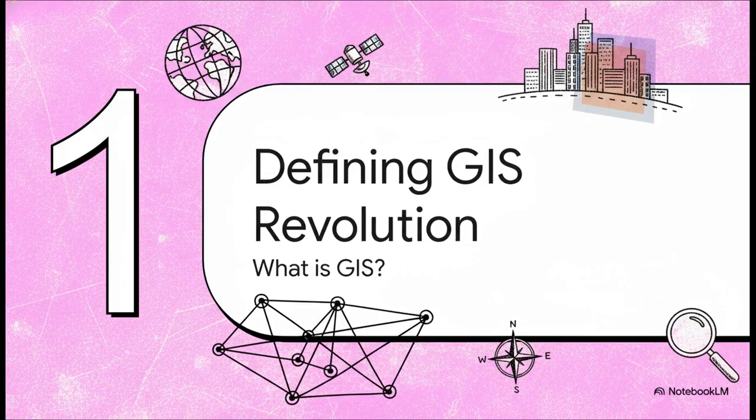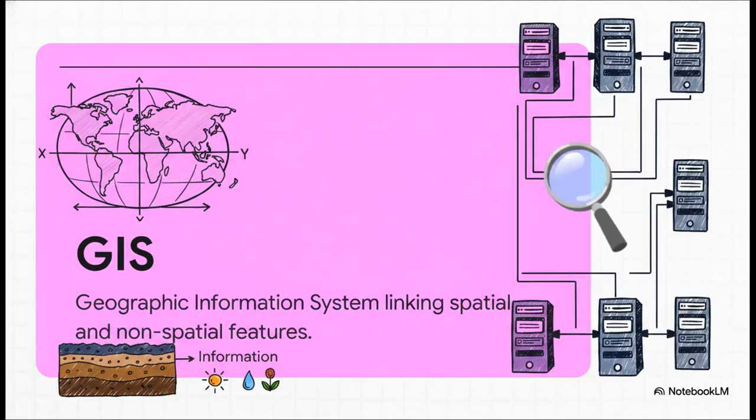All right, Section 1, defining the GIS revolution. Let's get into exactly what GIS is. Okay, so GIS stands for Geographic Information System. Let's break that down a bit. The geographic part is the spatial feature. That's the actual geometric orientation or location on Earth, defined by your standard X and Y coordinates.